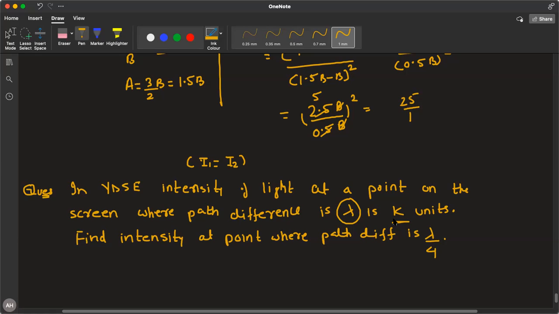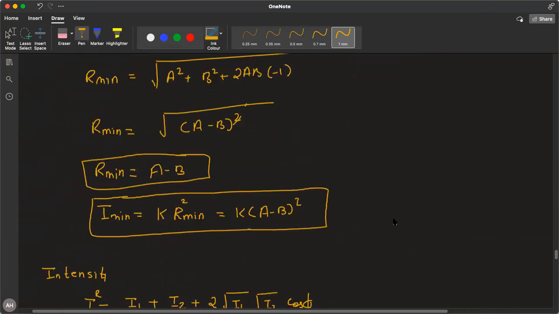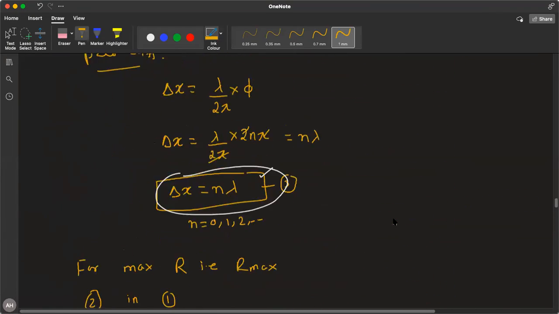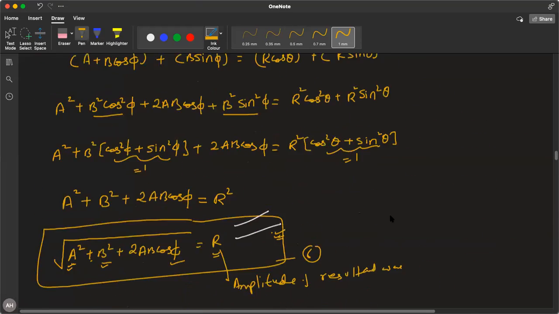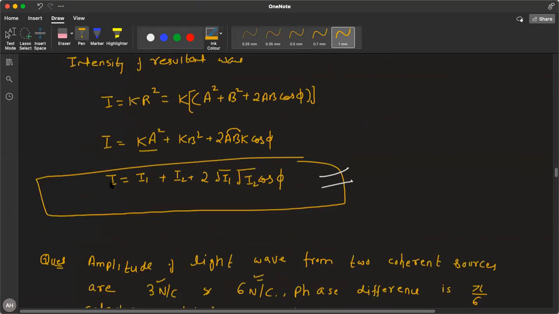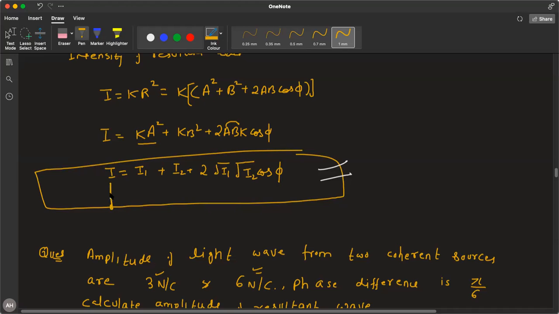First, get the value of I1 and I2 in terms of K. I'm telling you the expressions also. This is the expression of resultant intensity. The maximum intensity is not given. This is the resultant intensity, which in this question is K.